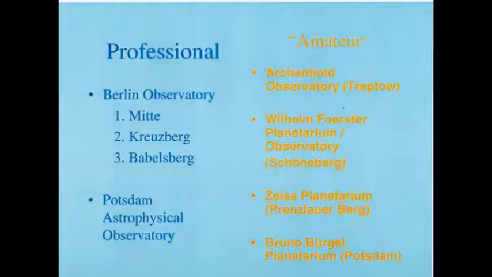In the west, we've got the Wilhelm Foerster Planetarium and Observatory. And in the east, in Prenzlauer Berg, you've got the Zeiss Planetarium. And last, the Bruno Bürgel Planetarium in Potsdam.